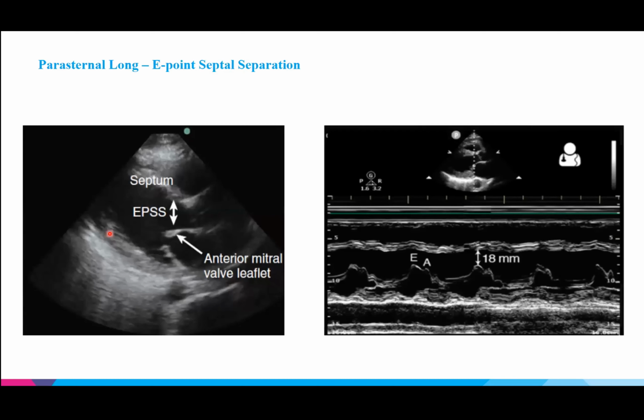This is just an example of a parasternal long axis view. And really what we're looking at is this anterior leaflet here. You want to see with contraction how close it gets. So at the closest point to the septum wall, that's where you're going to be measuring.